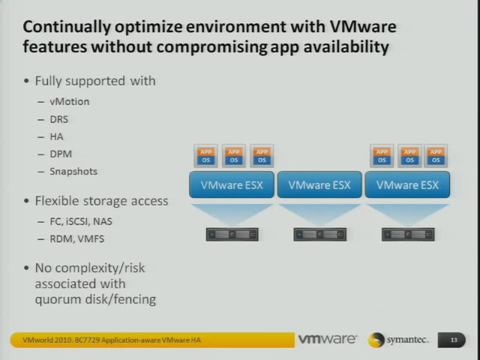With Application HA, on the other hand, you really have full flexibility in deciding how you want to access your storage, whether it be on Fibre Channel, iSCSI, or NAS. You could also decide how you want the volumes to be served up to the host. It could be virtual disks over VMFS or RDM. It doesn't really matter. Likewise, there's no complexity or risk associated with things like setting up quorum disks or setting up fencing, given the fact that everything is actually contained within a single virtual machine, and that same virtual machine is getting restarted either on the same box or a different box. You don't really have to coordinate between two or more clustered nodes.